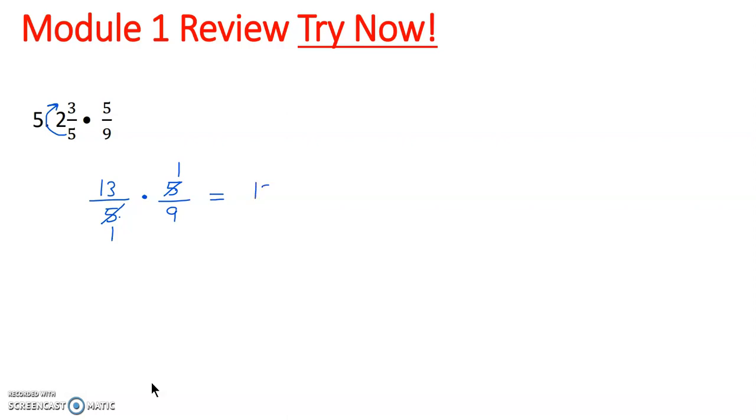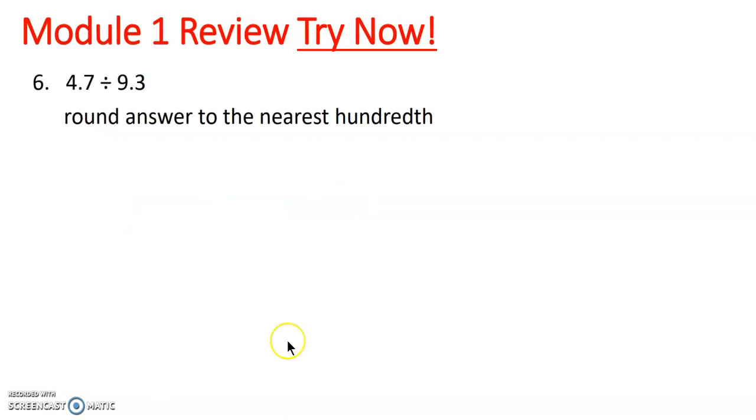13 times 1 is 13. 1 times 9 is 9. And let's change this back to a mixed number. 9 goes into 13 once, with 4 remaining out of 9. 1 4/9. Number 6 is decimal division.